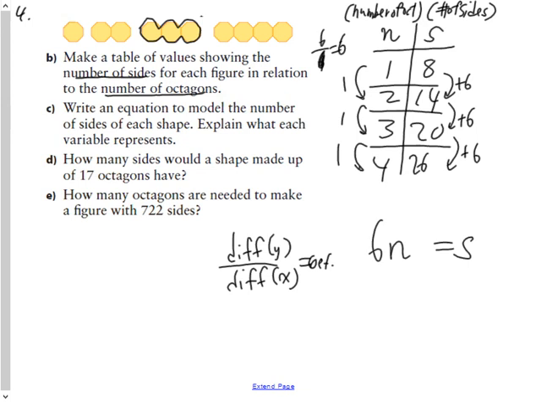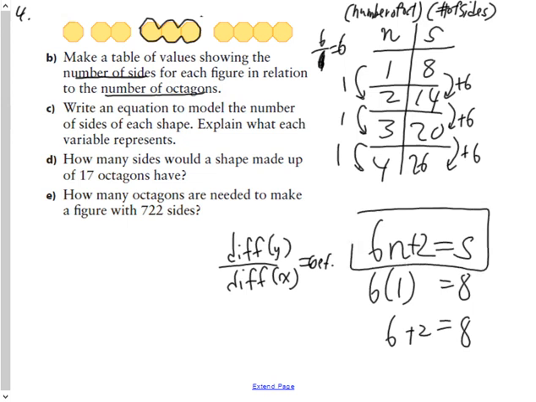And just like in our previous examples, take any ordered pair. In this case, I'm going to take the 1 and the 8 and simplify it. So the 1 and the 8. And when I simplify it, I end up with 6 equals 8. And of course, that's not true. But if I add 2, I find the constant that's required to balance both sides. And now I have my equation for the number of octagons in relation to the number of sides. Take the number of octagons, multiply it by 6, and add 2, and you'll get the number of sides.